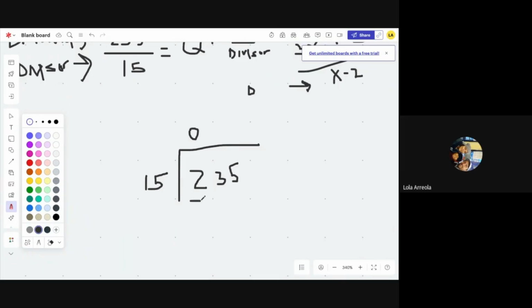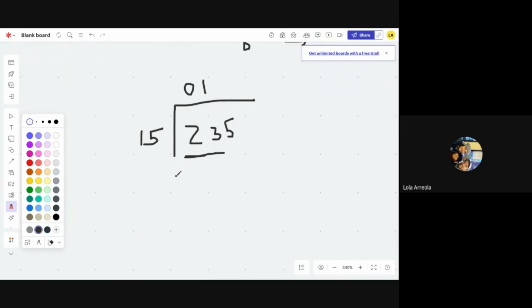Okay, so now instead of just looking at 2, I look at the first two terms and I see 23. Does 15 fit into 23? Yes, it does. It fits one time. So 23 minus 15, the one time it fit inside, is 8. And then I bring down my 5, the last term.